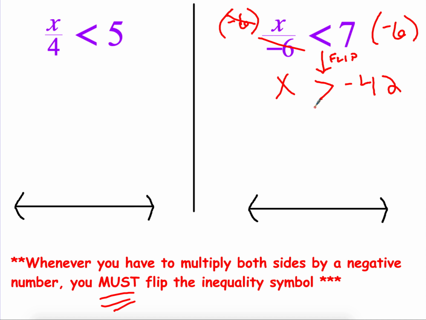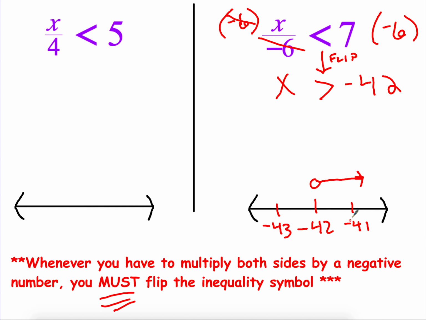So x is any value greater than negative 42 would make this a true statement. Okay, and again, I could graph my solution. This would be a negative 41 because I'm backwards because of the negative values, open circle because there's no or equal to symbol, and x is greater than, which means it's everything to the right.